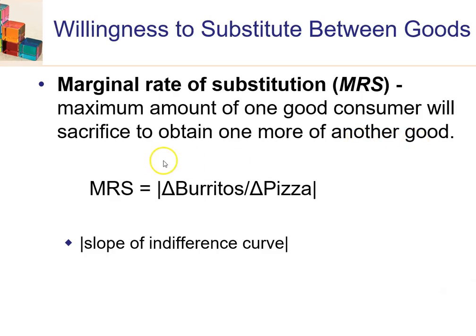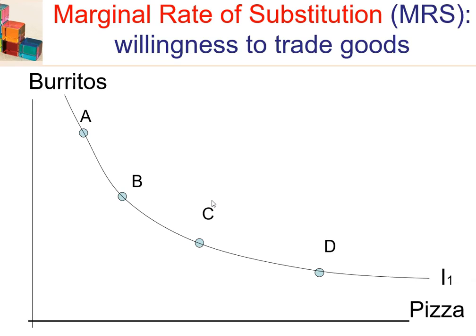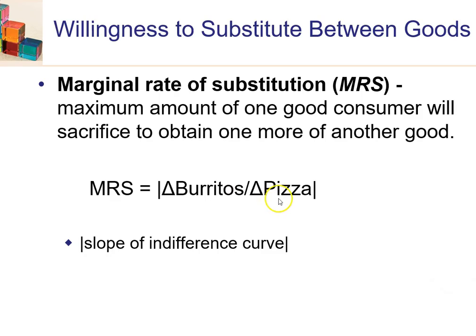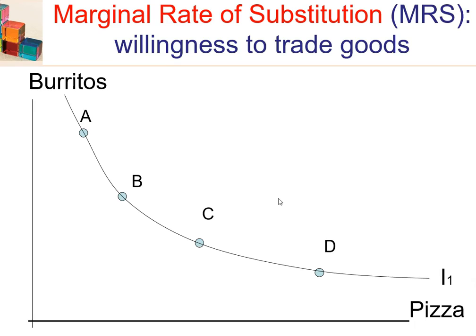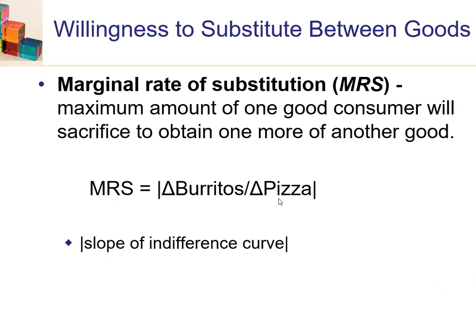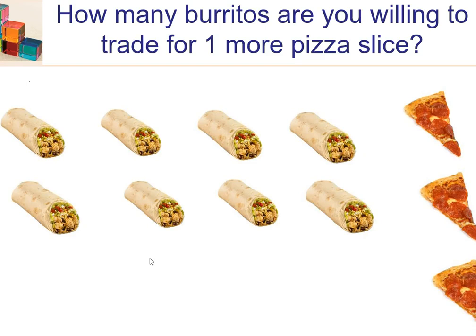Marginal substitution mathematically is found as the absolute value of your change in burritos, recall that burritos was on the y-axis, divided by your change in pizza. Recall that pizza was on the horizontal axis. So again, marginal substitution is the absolute value of your change in burritos over your change in pizza. This is also the absolute value of the slope of the indifference curve. Let me provide an example.